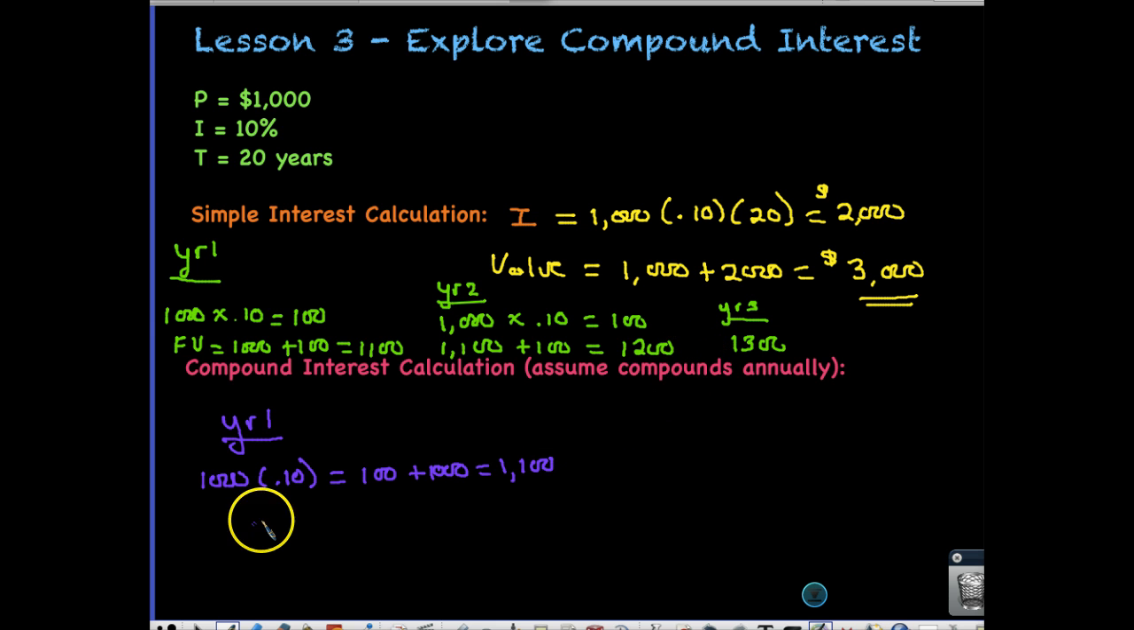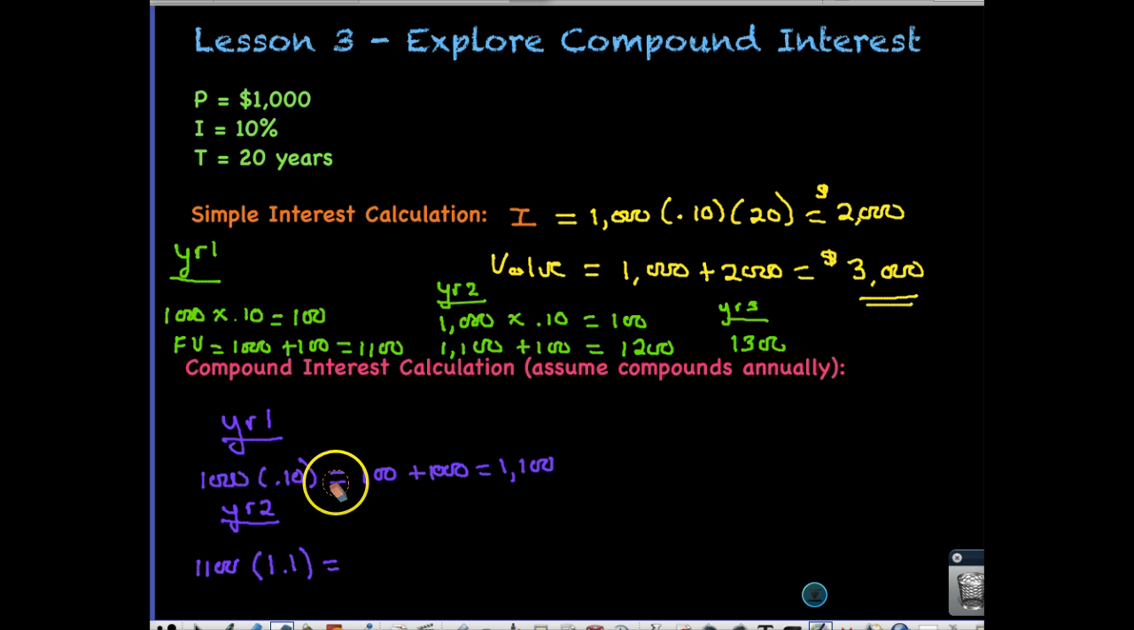But now here's the difference. Let's look at year 2. In year 2, I'm not going to start with 1,000 anymore. I'm going to start with 1,100. I'm still going to earn the 10% interest, but let's take a shortcut. Instead of writing 10% and then having to add back the 1,000, let's go ahead and write it as 1.1, which is 100% of what we had plus the 10%. And let's calculate it that way.